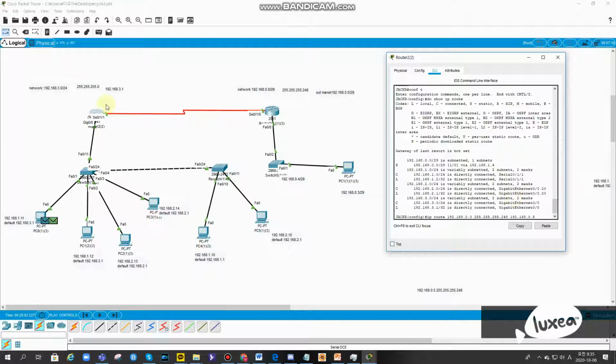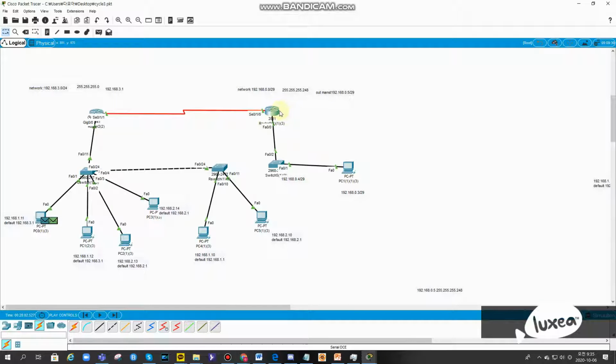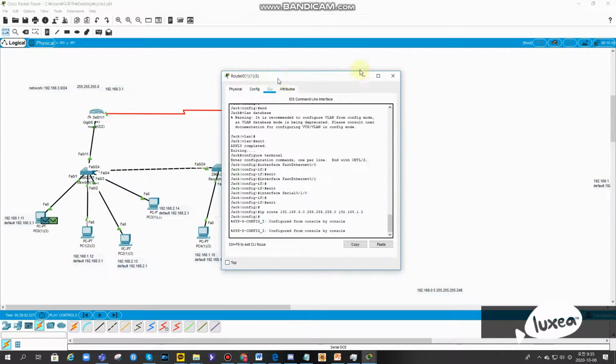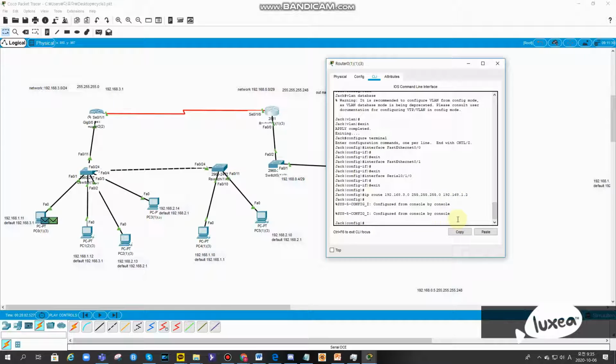So I made a connection to this one, and after that, I have to go here, and in here, IP route, it's the same thing. I'm just gonna put the whole thing in here. 192.168.3.0 and 255. Yes. Also, I'm not gonna hit the enter.